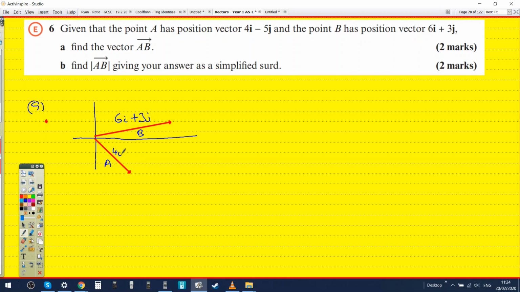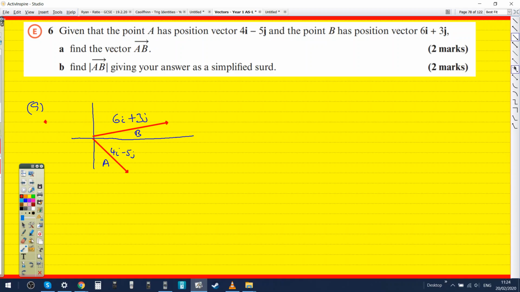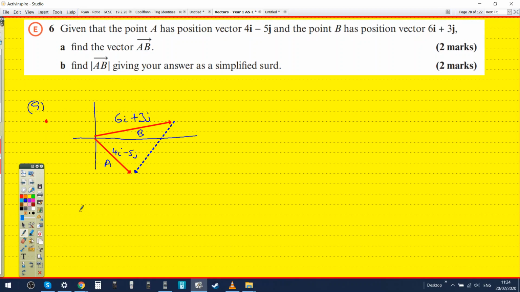Do we have to join up that? Oh wait. Yeah, that'll work. And then, will it be 4i minus 5j? So will it be minus 1 times 4i minus 5j plus 6i plus 3j?